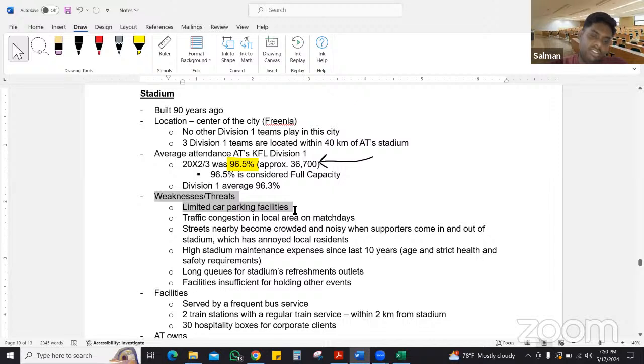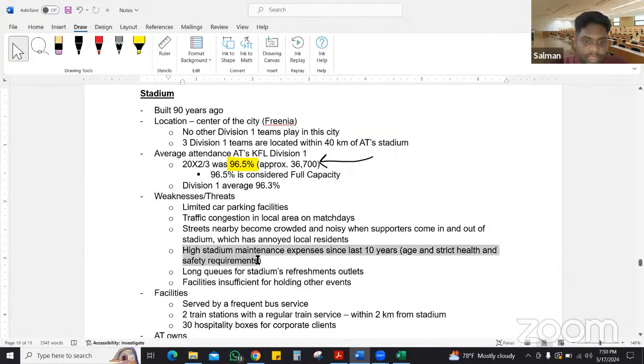My goodness, this is a problem. If we provided sufficient car parking facilities, fans who are not living nearby would be willing to travel. Traffic congestion in local area on match days, another problem. Streets nearby become crowded and noisy when supporters come in and out of the stadium, which has annoyed the local residents. High stadium maintenance expenses since last 10 years.